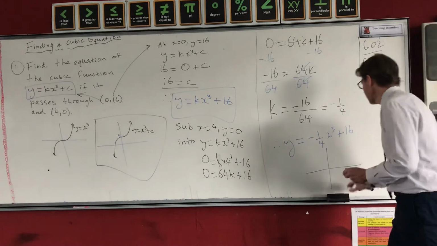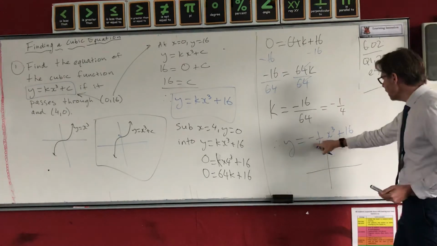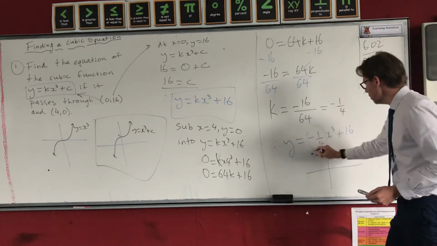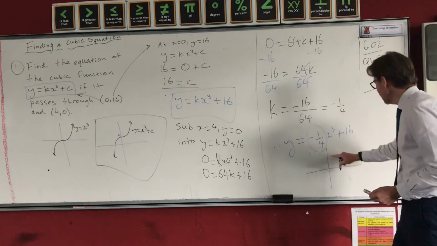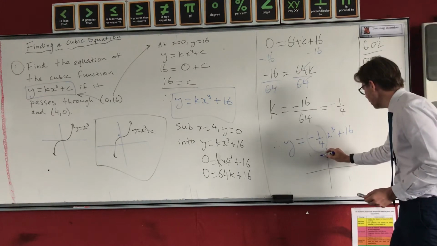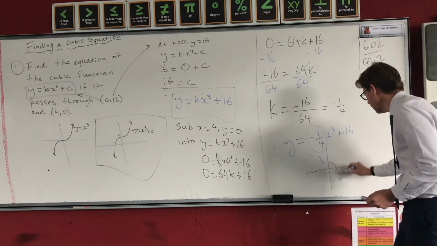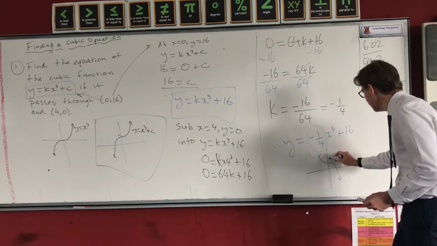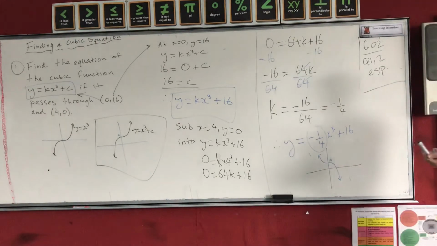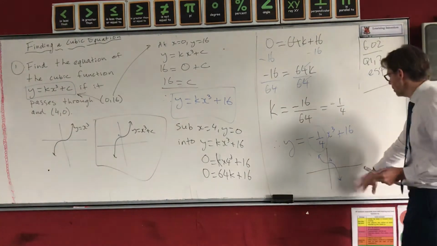now this is negative, so I'm starting here, finishing there, and positive 16 is where I go through. So maybe it looks like something like this. There we go. And I'm just going to put that as 16. That's it. Rough sketch, of course, but that's what it looks like.